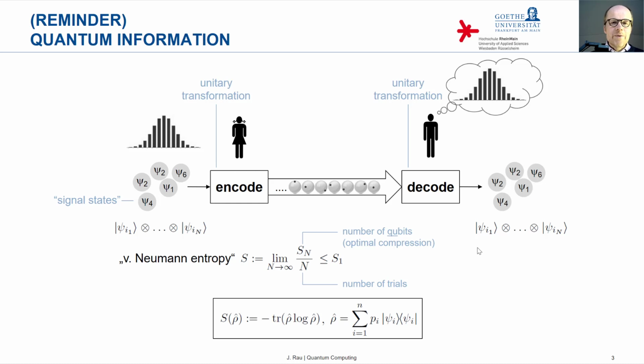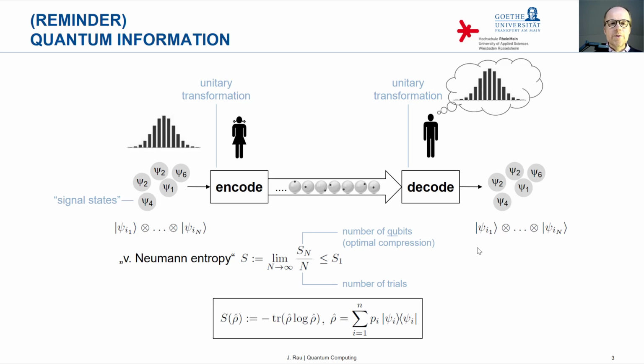Let me start with a brief reminder. That was the last slide that we discussed last week about the definition of quantum information. So we considered a setup very analogous to the classical case where we have two communication partners, Alice and Bob, and Alice wants to convey to Bob through a quantum channel a set of signal states.